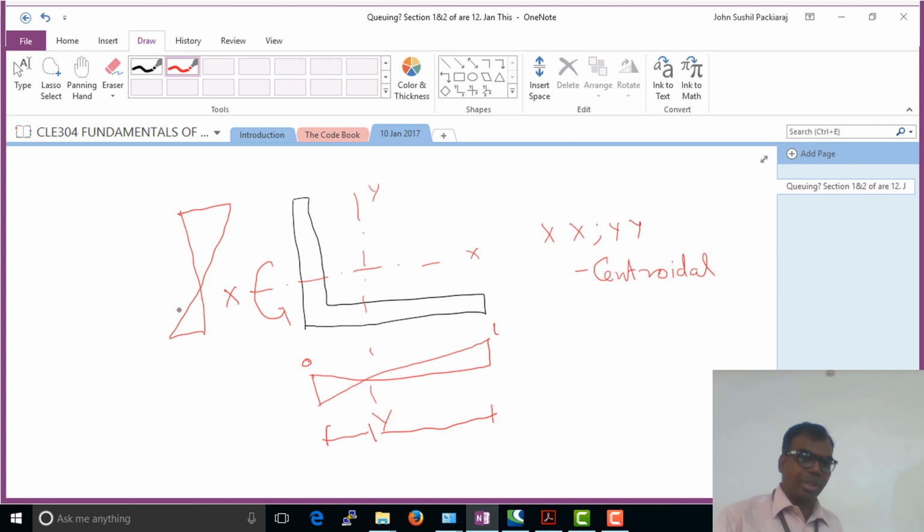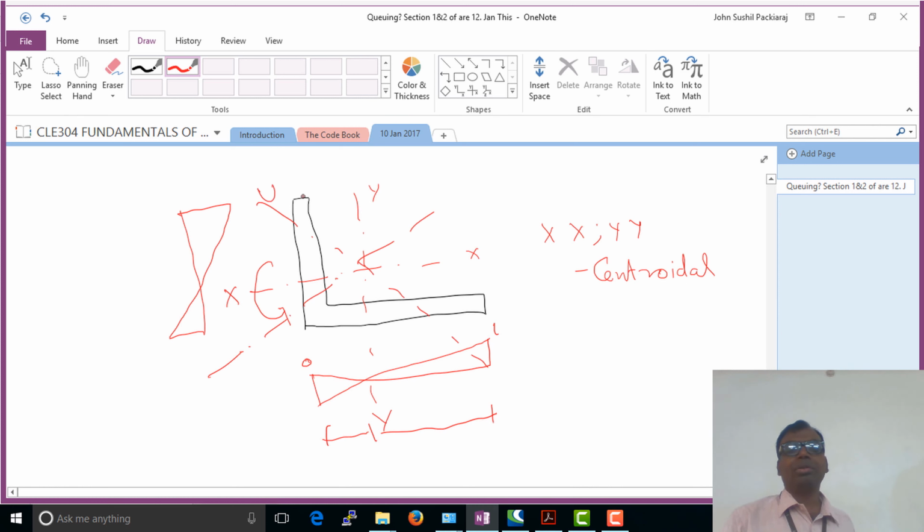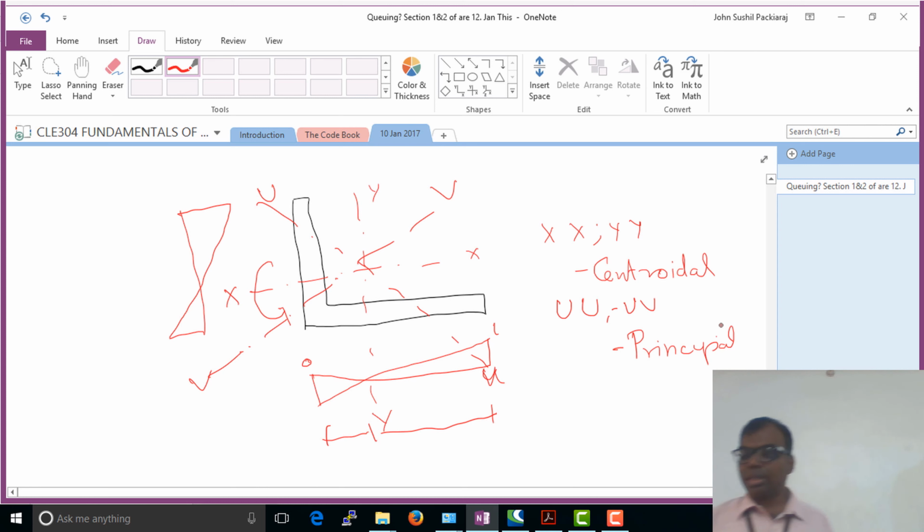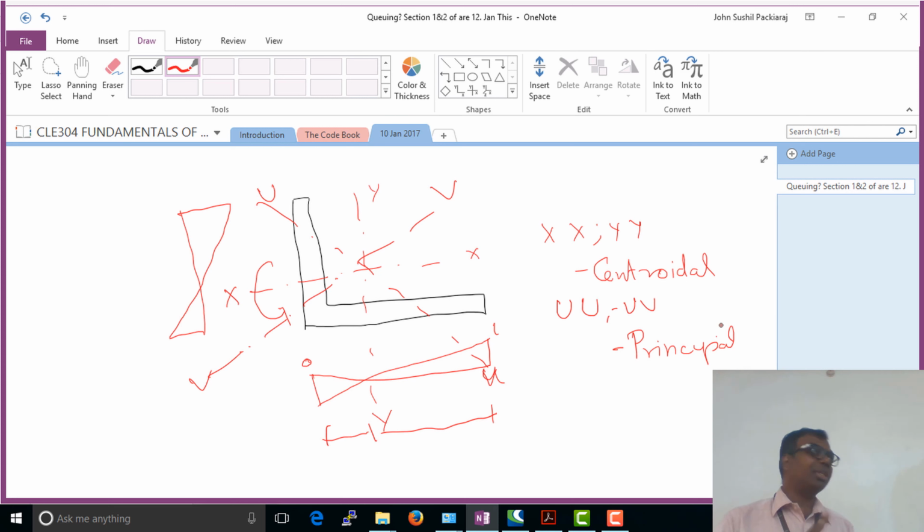On the other hand, if you load it about the principal axes, UU and VV, you will find that this problem will not happen. But it's very difficult to reorient it to this angle and then do the loading, so it is usually not done that way. Now I will stop here. I'll continue in the next class.